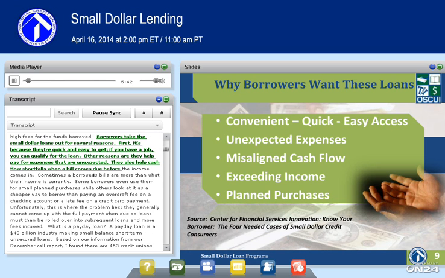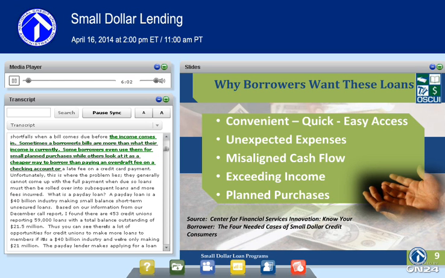Borrowers take the small dollar loans out for several reasons. First, it's because they are quick and easy to get. If you have a job, you can qualify for the loan. Other reasons are they help pay for expenses that are unexpected. They offset cash flow shortfalls when a bill comes due before the income comes in. Sometimes a borrower's bills are more than what their income is currently.